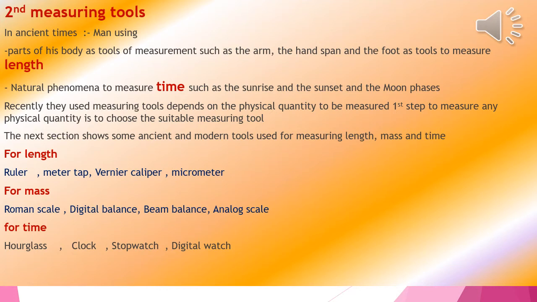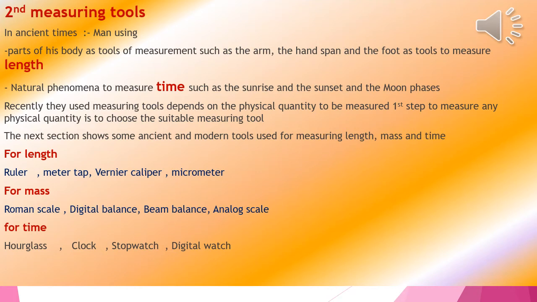The second key element we must talk about is measuring tools. Okay, in ancient times, man was using his body as tools of measurement, such as his arm, his hand span, and the foot as tools to measure length, and he used natural phenomena as tools of measuring time, like sunrise, sunset, and the moon phases. But these aren't accurate tools to measure anything.